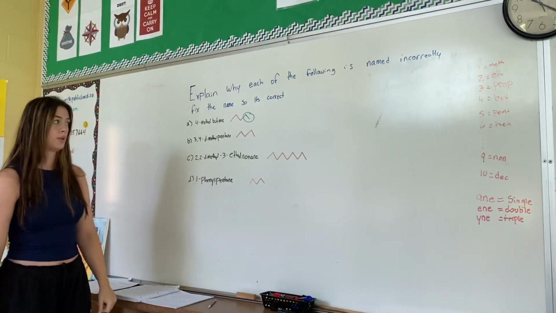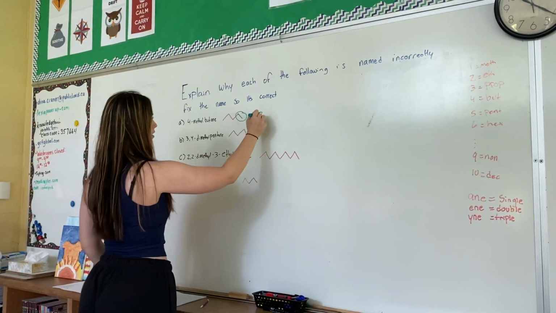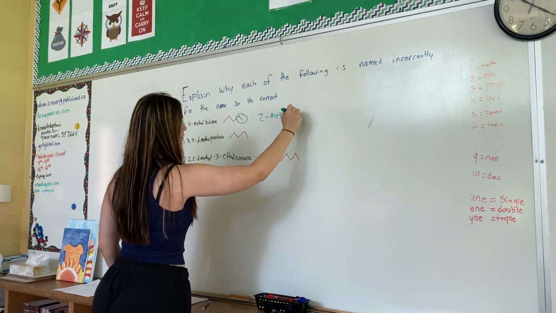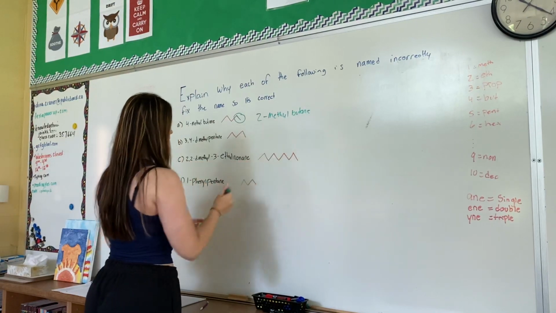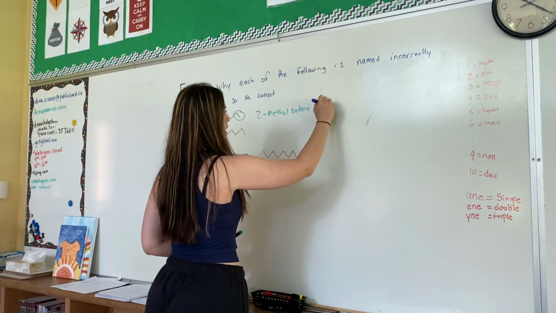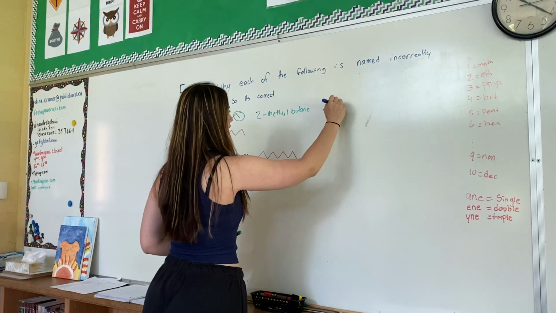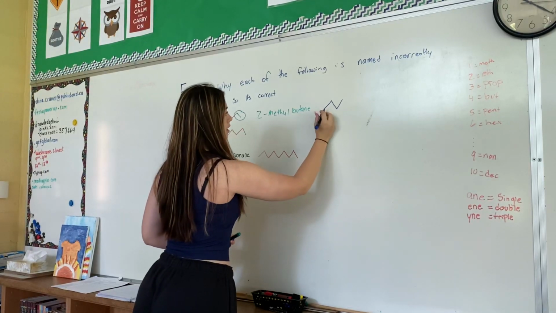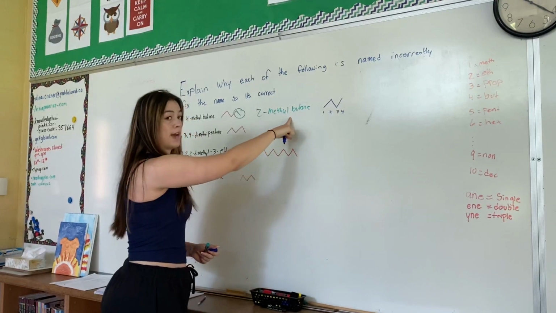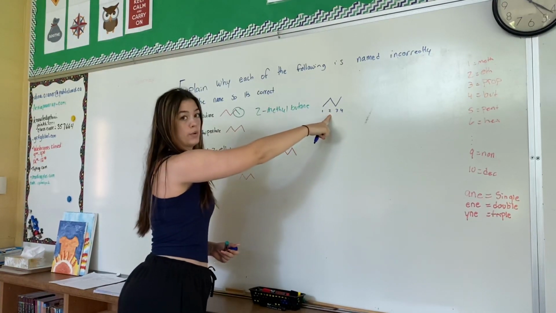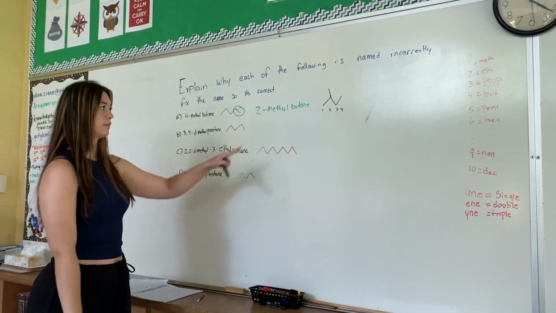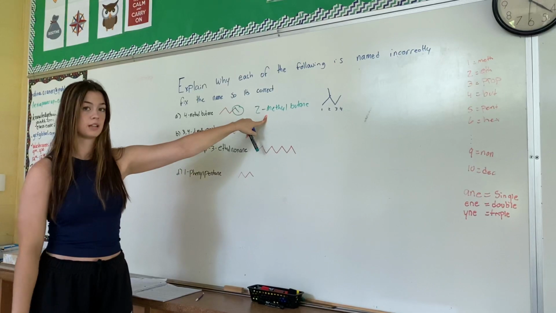So what we actually want to do is name this 2-methylbutane, and it will look something like this. So we have carbon 1, 2, 3, and 4, and we want to put our methyl group at our lowest possible, so we would have it at 2. So this is our correct new name.